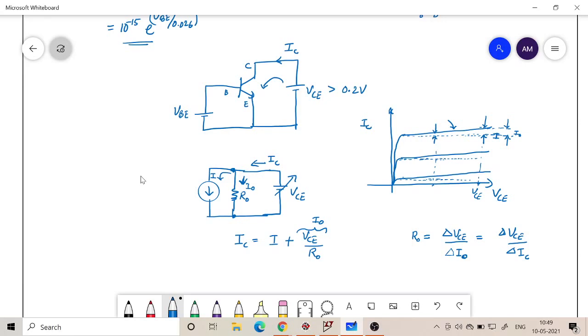So how to find out R naught? From the characteristics. If the characteristics are given to you, you take two points, point 1 and point 2, VCE1 and VCE2. This point I will call VCE1, and this point I will call VCE2. I took two points. This is the VCE axis, and then correspondingly look at the current. Let me denote it with a, so I take this point and this point and the corresponding current.